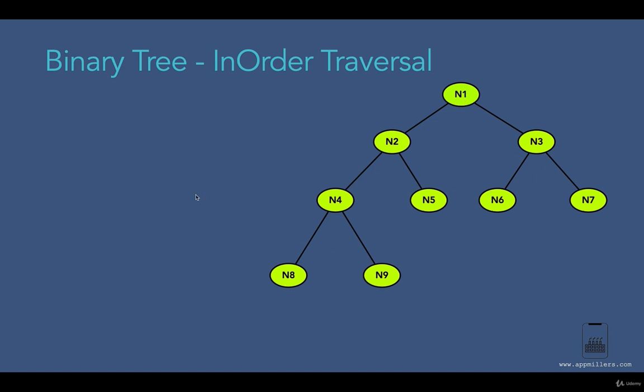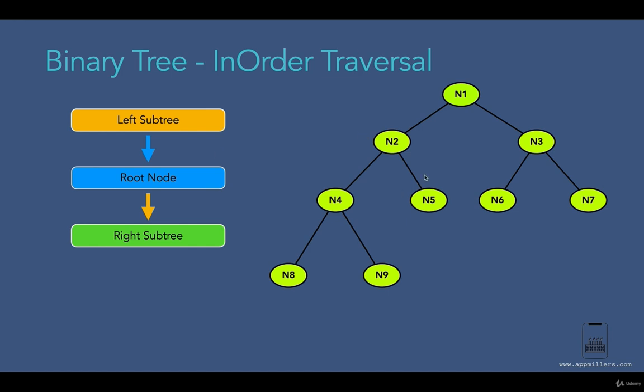But in case of in-order traversal, this is different. So here, first we are starting from the left subtree, then we are going to the root node, then the right subtree. Now in this binary tree over here, the first thing that we are going to do is start with the left subtree, which is located over here. Then we are going to continue to the root node, which is N1. Then we are going to continue visiting all nodes of the right subtree.